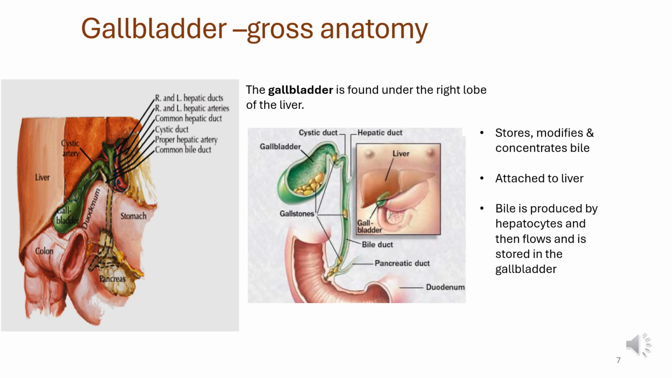So now we're going to be talking about the gallbladder. Here's a gross anatomy of the gallbladder. The gallbladder is actually found under the right lobe of your liver. It's going to store, modify, and concentrate bile, and it's attached to the liver. Bile is produced by hepatocytes and then flows and gets stored in the gallbladder. Now, our gallbladder lacks muscularis mucosa and submucosa. It's a really thin, layered sac, and really it's just a storage bag for bile.